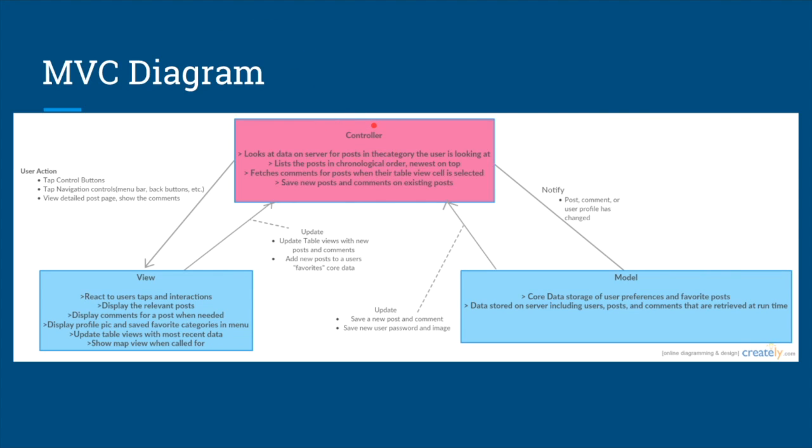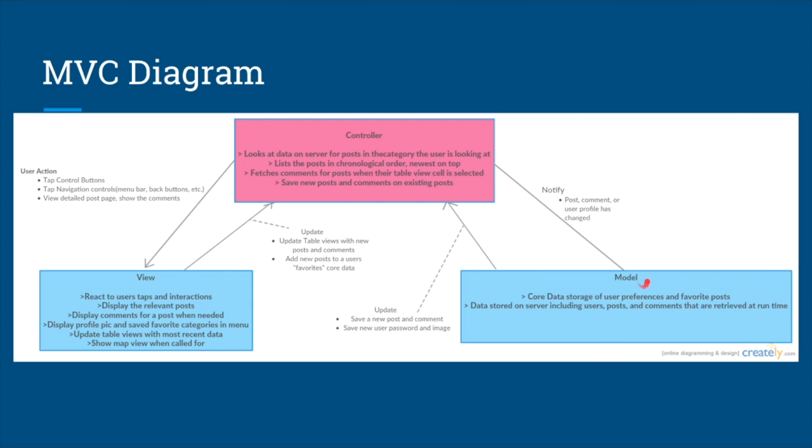We have the controller, which looks up the data from the server of the information we need for whatever particular view we happen to be looking at. So the view reacts to the user taps, displays the relevant posts, and displays comments for a post when that time comes. And it also updates table views and shows the map when called for.